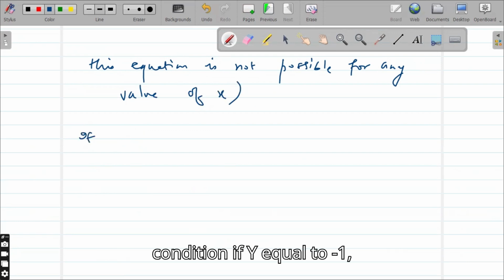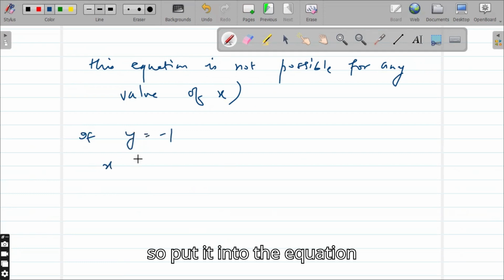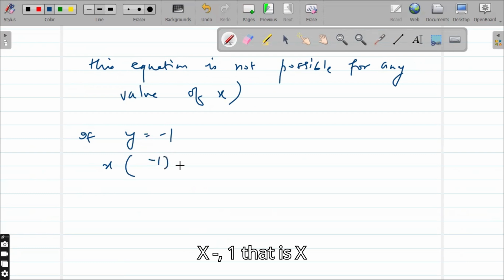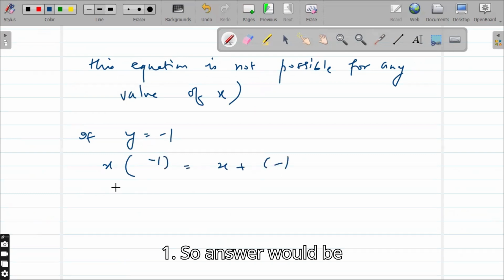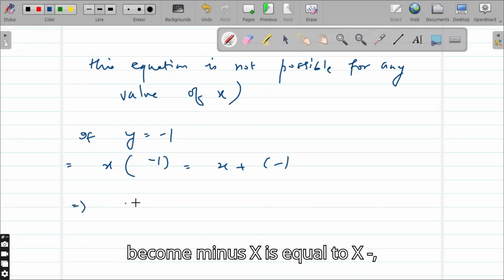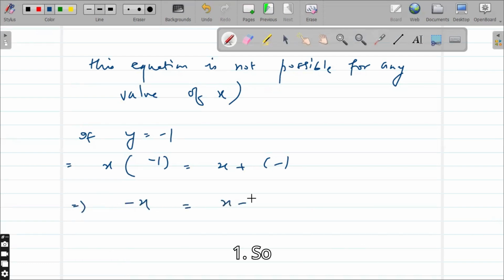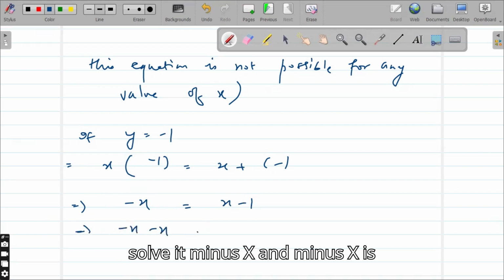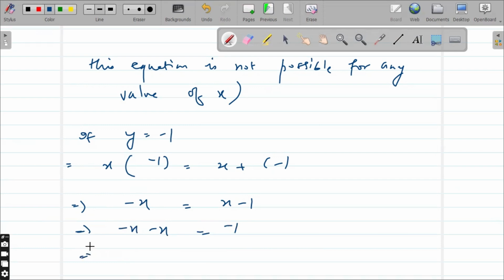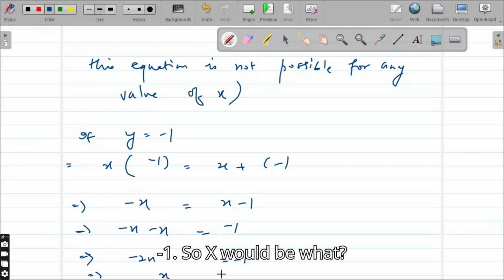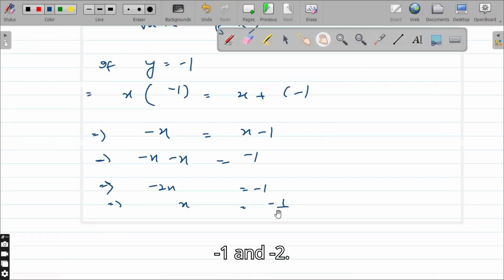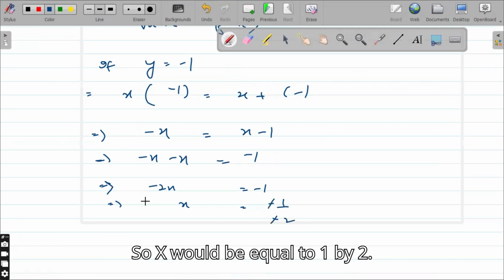So the second condition, if y equal to minus 1, put it into the equation: x into minus 1, that is minus x, is equal to x plus minus 1, that is x minus 1. So solve it. Minus x and minus x is equal to minus 1, means minus 2x equal to minus 1. So x would be minus 1 by minus 2, so x would be equal to 1 by 2.